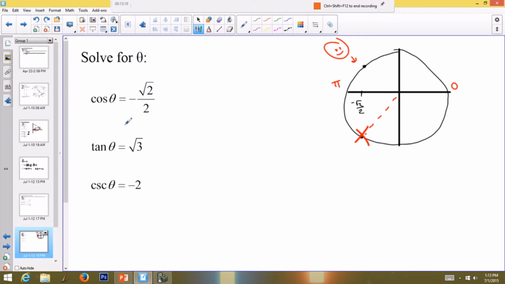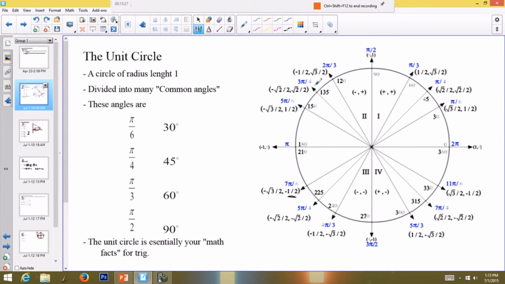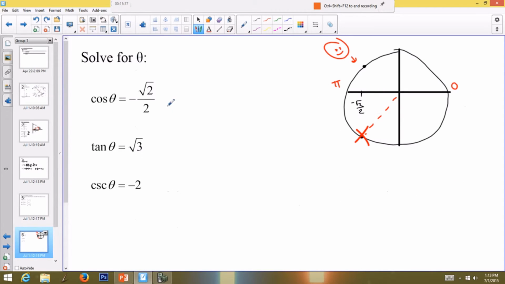So I asked myself, what angle measurement gives me that x value? Well, again, we'll go back and you'll see that the x value of negative square root of 2 over 2 is at 3 pi over 4. So the solution to this one is, excuse me, we should write it correctly: theta equals 3 pi over 4. Now, the tangent, let's talk about this one. Let's erase.